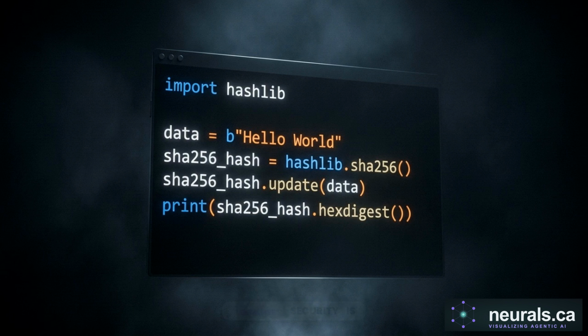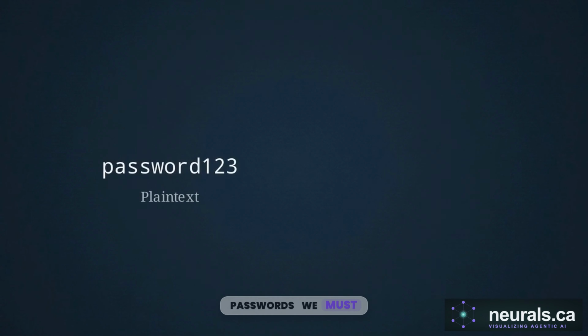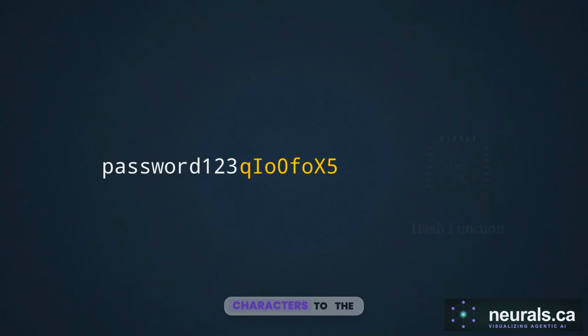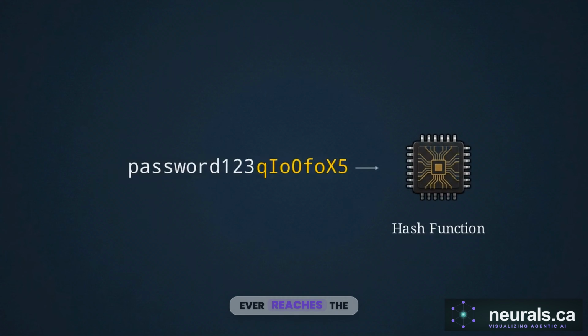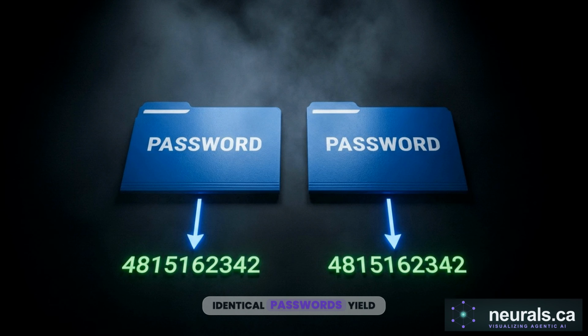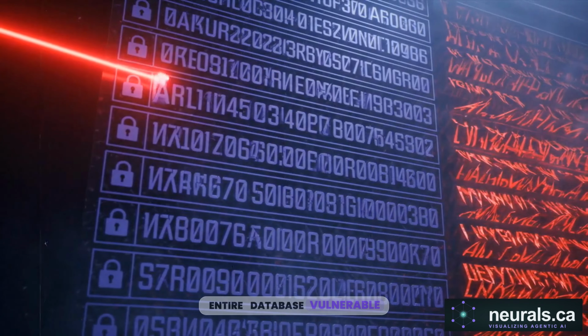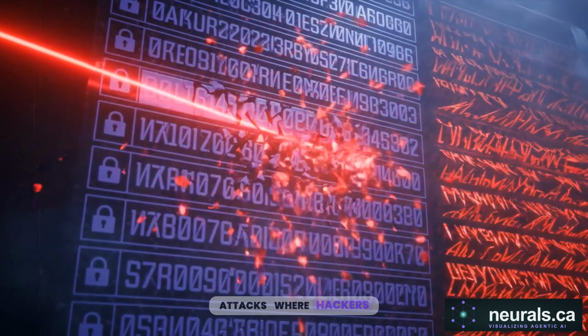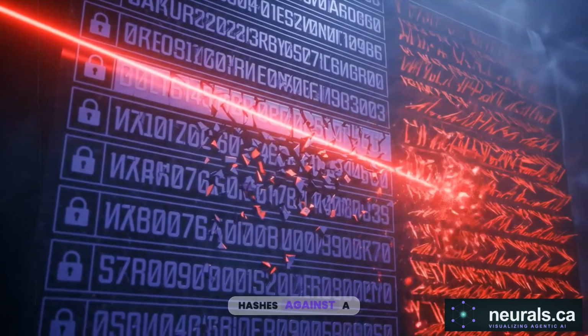In Python, this immense security is accessible through the hashlib library. You simply update the object with your data and call for the hexadecimal digest. However, for passwords, we must add a defense called salting. This involves appending random characters to the plaintext before it ever reaches the hash function. Without a unique salt, identical passwords yield identical hashes. This would leave an entire database vulnerable to rainbow table attacks, where hackers match your user's hashes against a pre-calculated list.